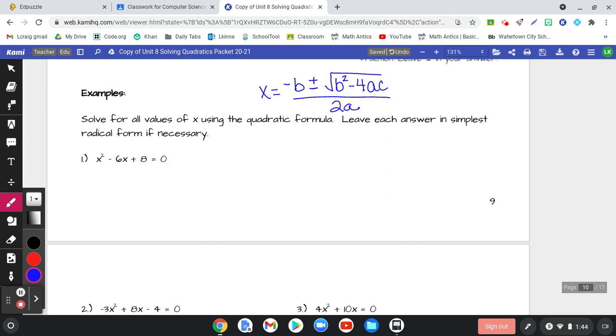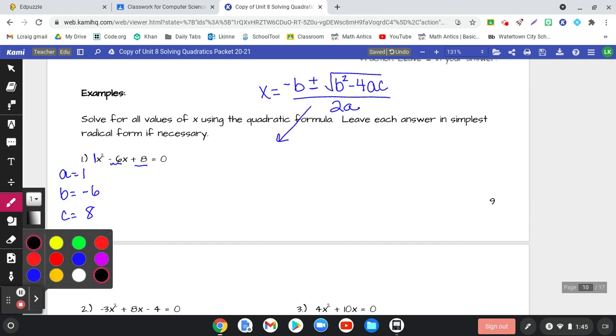And if it's easier, do this on a sheet of paper. I cannot imagine trying to write on your Chromebooks with these. So do it on a sheet of paper and take a picture. It's a lot easier. All right, so we need to first state what a, b, and c are. A would be 1, b would be negative 6, and c would be positive 8. So we're going to take those values and we're going to plug them in to that equation.